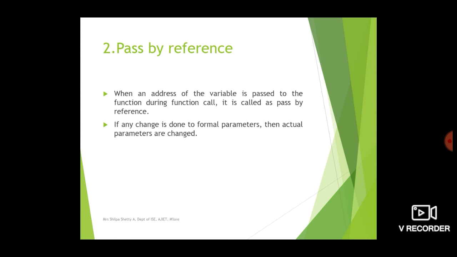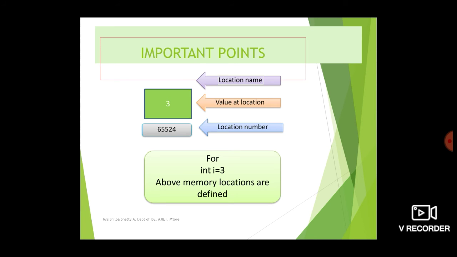Pass by reference: when an address of the variable is passed to the function during the function call, it is called pass by reference. When you do pass by reference, any changes done to the formal parameters also change the actual parameters. Changes to the formal parameters in the function definition will change the values of the actual parameters in the function call. Before that, we need to understand a few topics here.